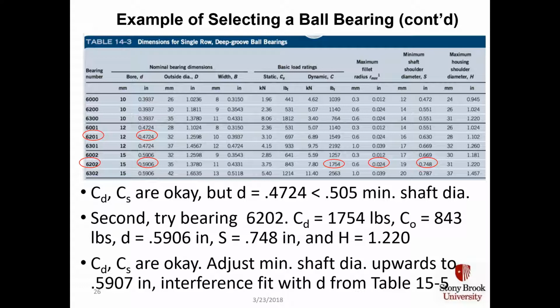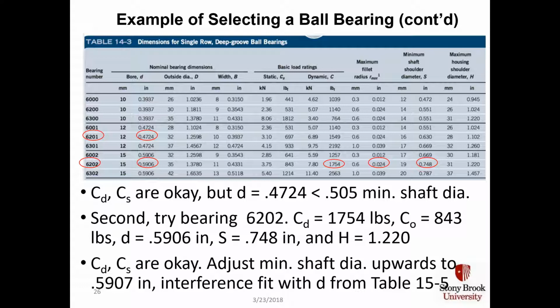Let's try 6202. This one has a dynamic load rating of 1754 and a static load rating of 843, well above what we need. And in this case, the bore diameter is 0.5906, which is greater than the 0.505 minimum shaft diameter. But it also has a minimum shaft shoulder diameter, and that's for the adjacent shaft, of 0.748 inches. And the maximum housing shoulder diameter you can use is 1.220.